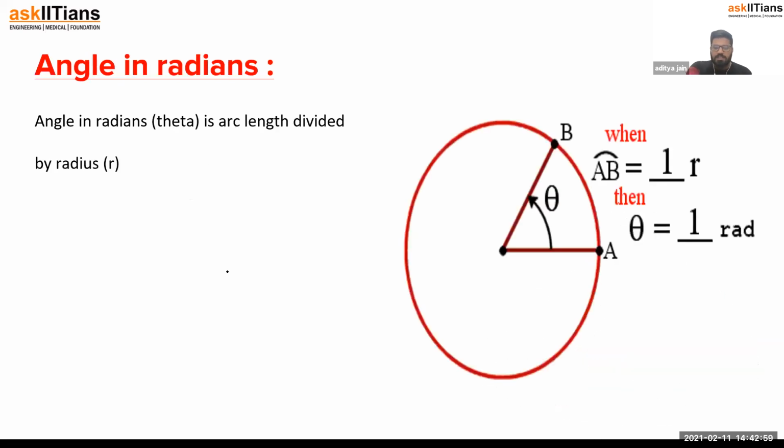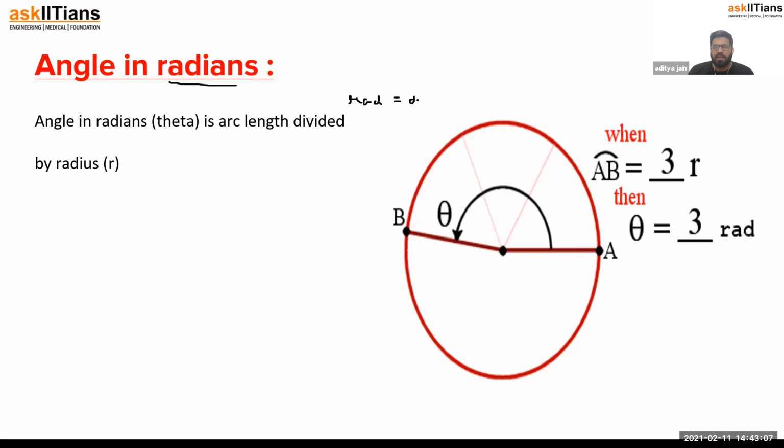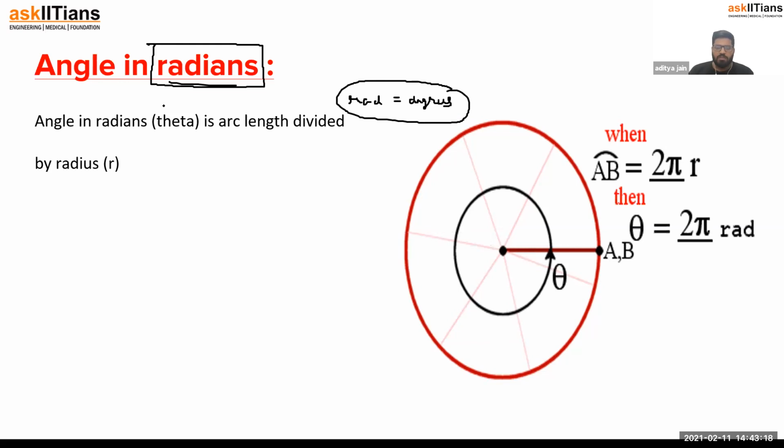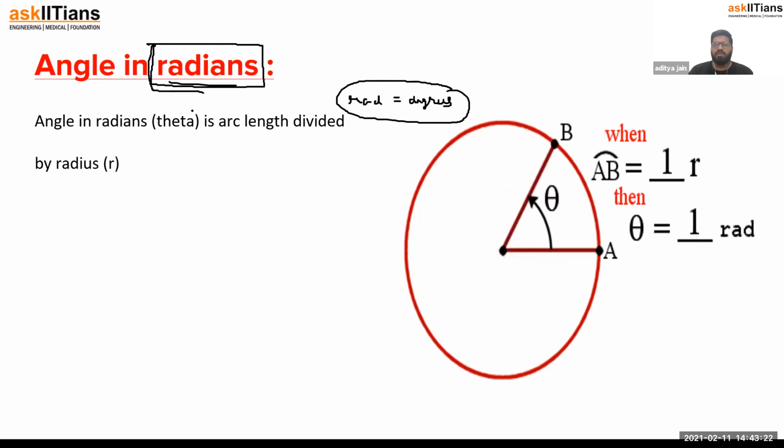Let's start with the angle in radians. All of you know the basic conversion. If I ask you to convert any angle from radians into degrees, you are easily comfortable doing it. But if I ask what the actual meaning of a radian is, then you may stop. So we are going to see what angle in radians is actually defined as. For that, I am taking a circle.